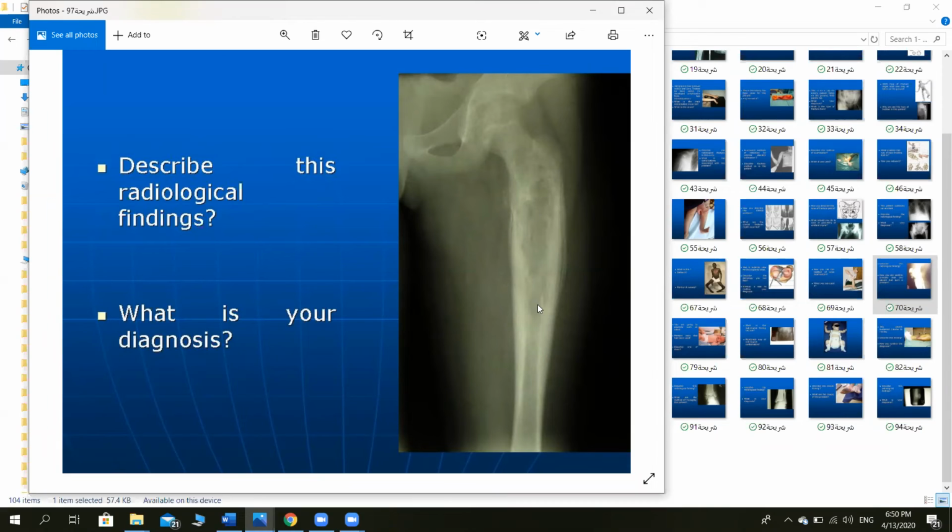Differential diagnosis is chronic osteomyelitis, or acute osteomyelitis changing to chronic osteomyelitis. The other differential diagnoses are tumors: Ewing sarcoma and osteosarcoma.